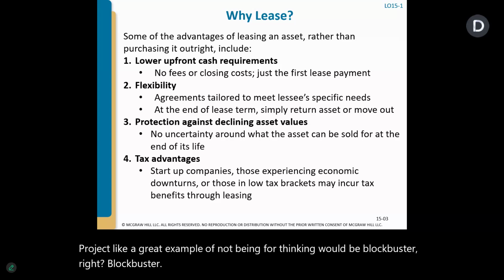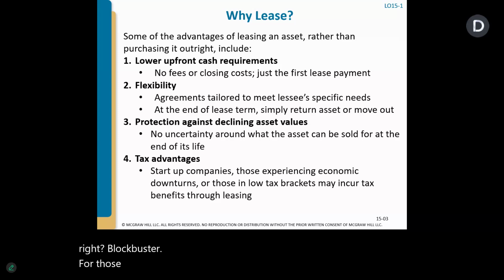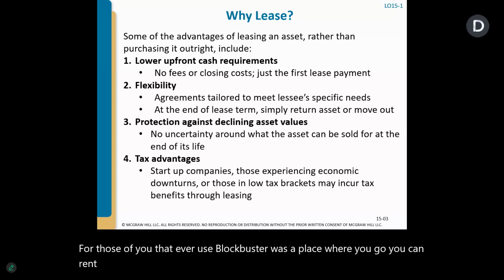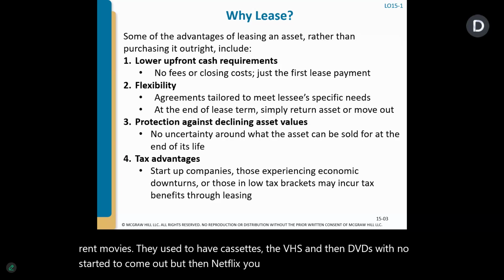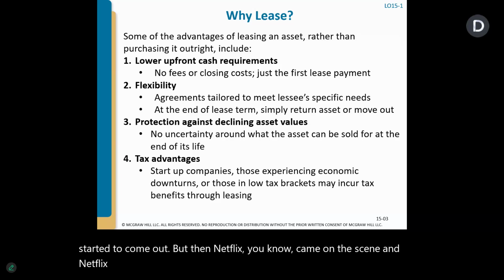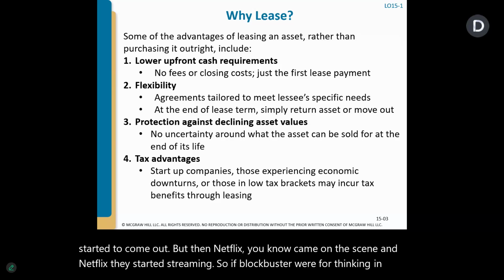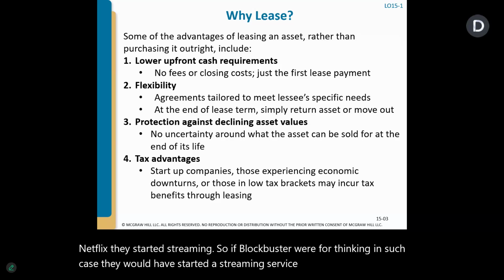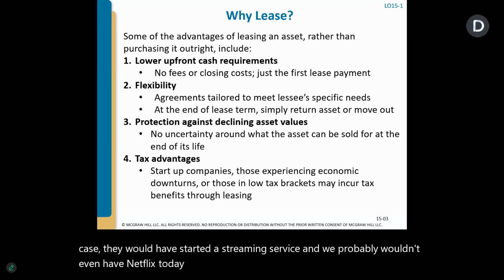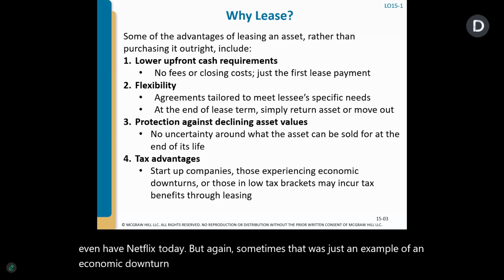Blockbuster, for those of you that ever used Blockbuster, was a place where you could go and rent movies. They used to have cassettes, the VHS, and then DVDs started to come out. But then Netflix came on the scene, and they started streaming. If Blockbuster were forward thinking, they would have started a streaming service, and we probably wouldn't even have Netflix today.